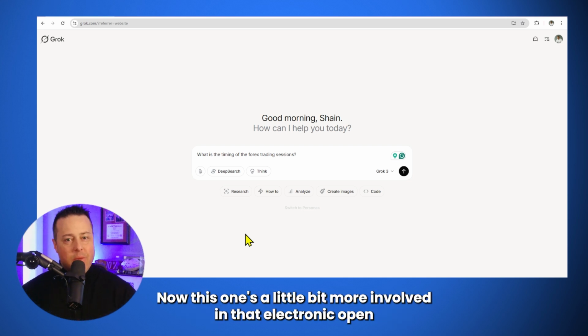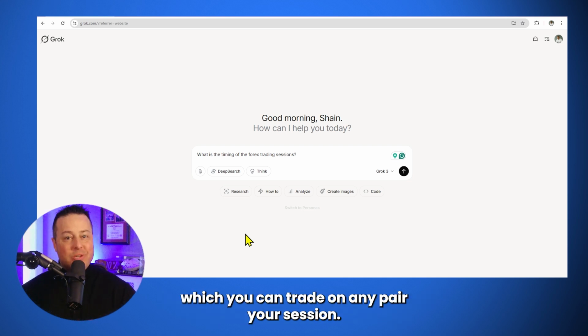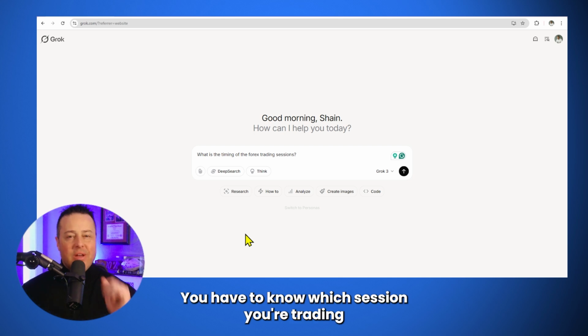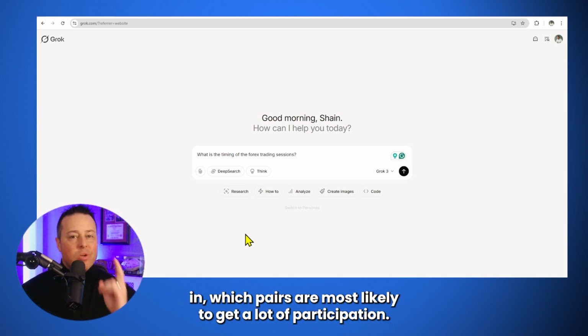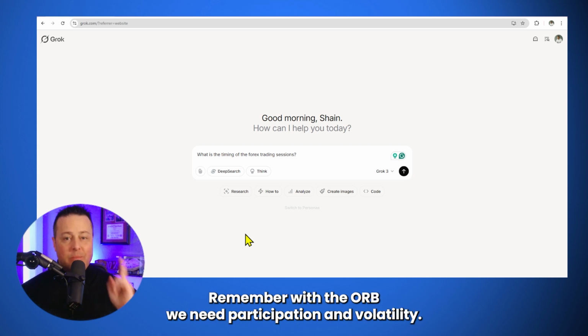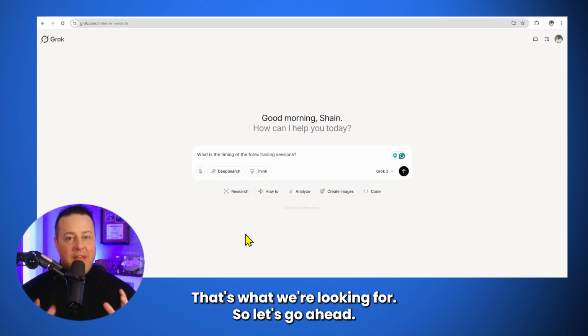Now, this one's a little bit more involved in that electronic open, which you can trade on any pair. Your session, you have to know which session you're trading and which pairs are most likely to get a lot of participation. Remember, with the ORB, we need participation and volatility. That's what we're looking for.